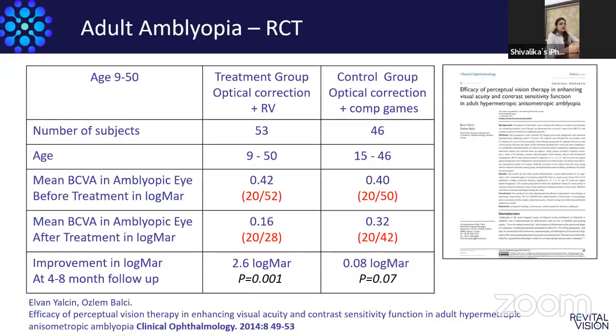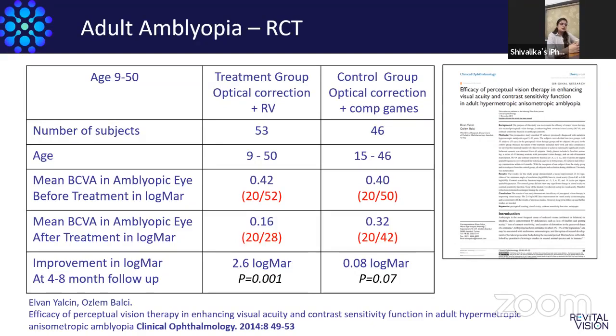We're talking about the next adult amblyopia RCT, which was done on adult hypermetropic and isometropic amblyopes. This was done in 2014, and they were divided into two groups. One was optical correction with Revital Vision, and the other was optical correction with computer games, which are apparently known to be used very widely in amblyopia therapies. You can see the age range is fairly similar.